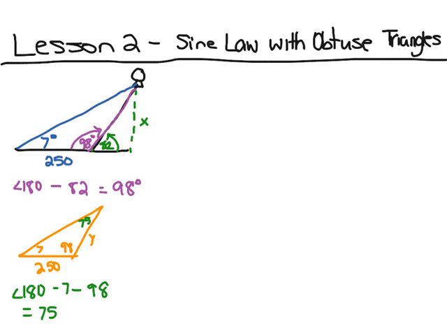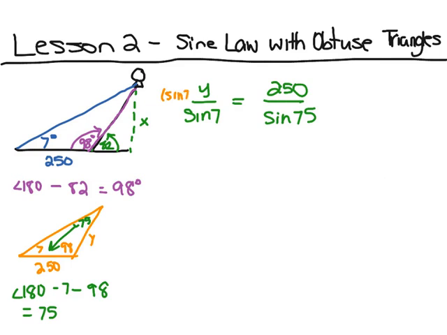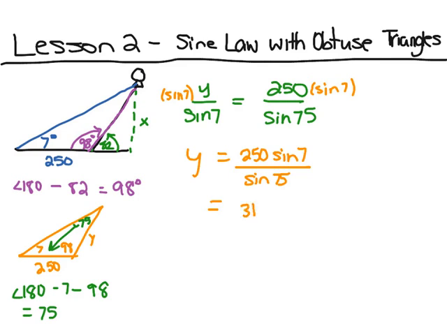Now we have enough information that we can use the sine law to find side y. So we have y over the sine of 7 is equal to 250 over the sine of 75. Multiply both sides by sine 7, and you get y is equal to 250 sine 7 divided by sine 75. Type that all into your calculator, and you should get 31.5 meters. So this side is 31.5.